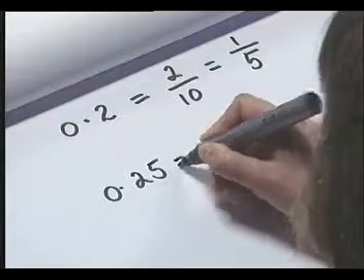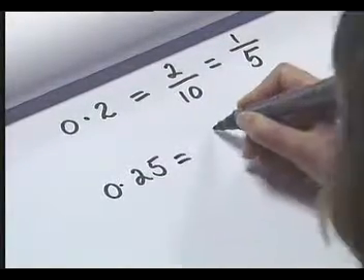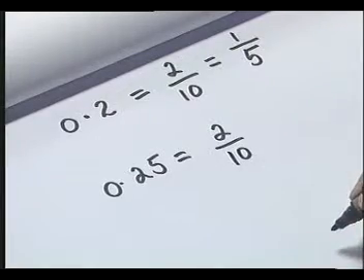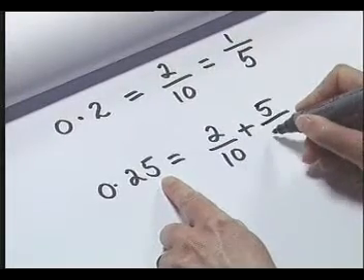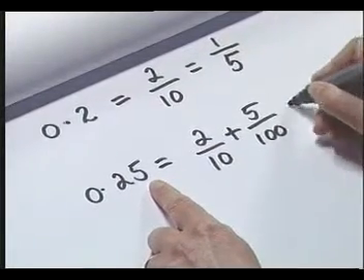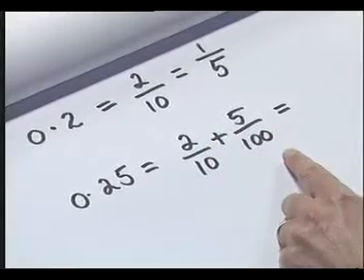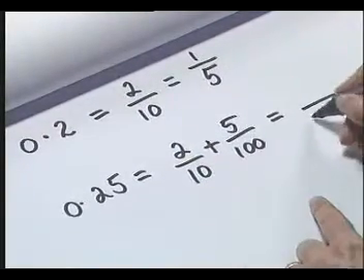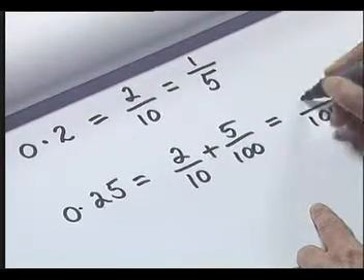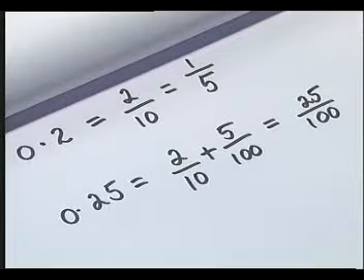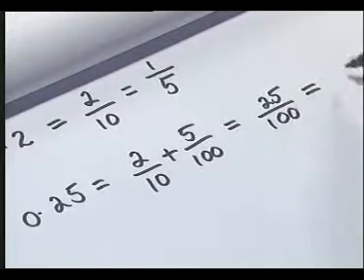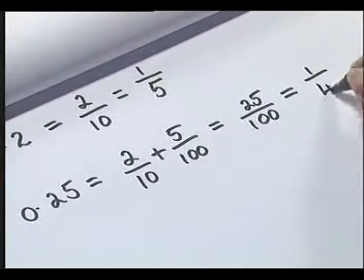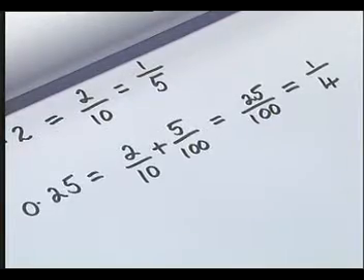Let's have a look at 0.25. Well, our 2 again is in the tenths column, that's 2/10. But what we have in addition is 5 in the hundredths column. Well, if we add 2/10 and 5 hundredths, we put them over a common denominator of 100, and we have 25 hundredths. And if we put that in its lowest form, 25 goes into 100 4 times, so that's exactly the same as a quarter.